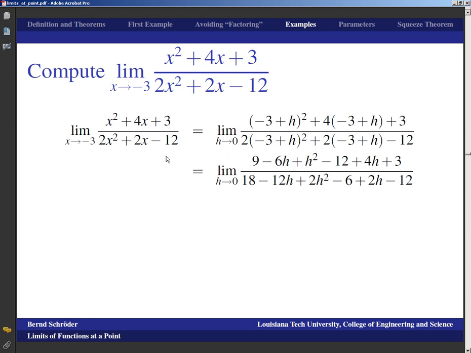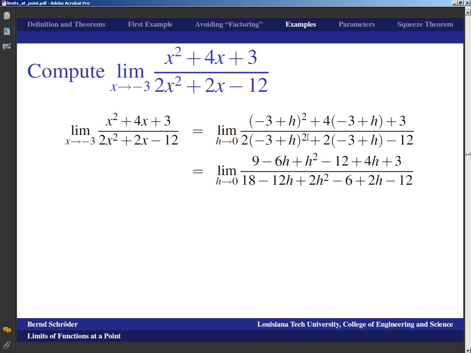That's equal to, well, now we just have to multiply out parentheses. We always have to do some kind of algebra, but remember, it's just algebra. We can do this. Negative 3 squared is 9. 2 times negative 3 times h is negative 6h, and h squared is h squared. 4 times negative 3 is negative 12. 4 times h is 4h. 3 is copied down. 2 times negative 3 plus h quantity squared.